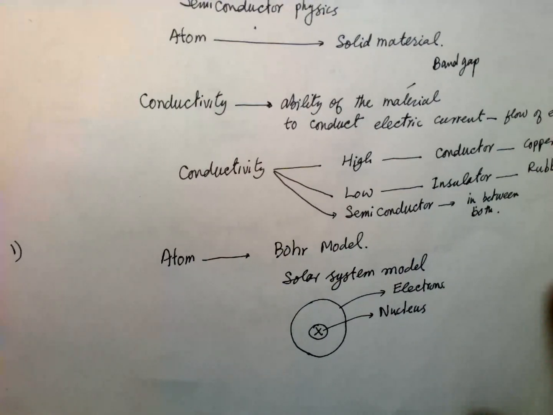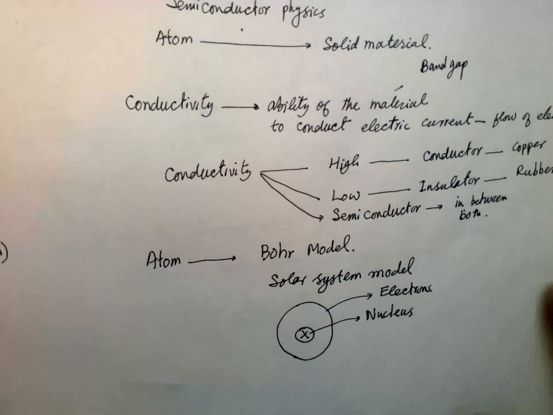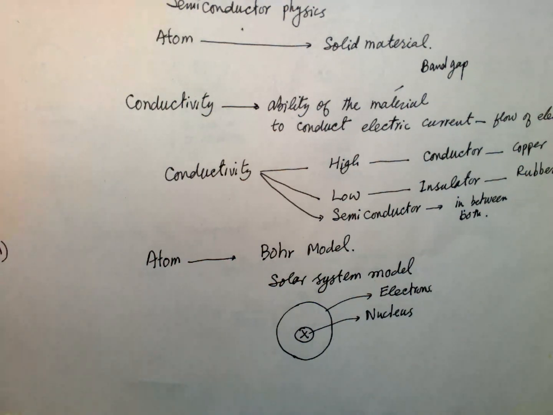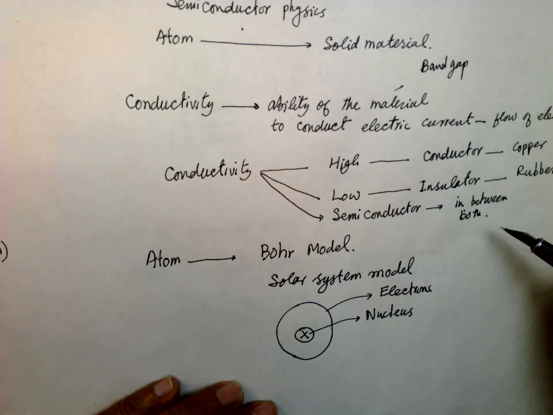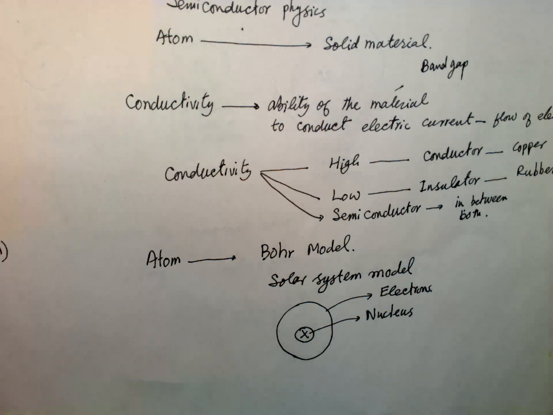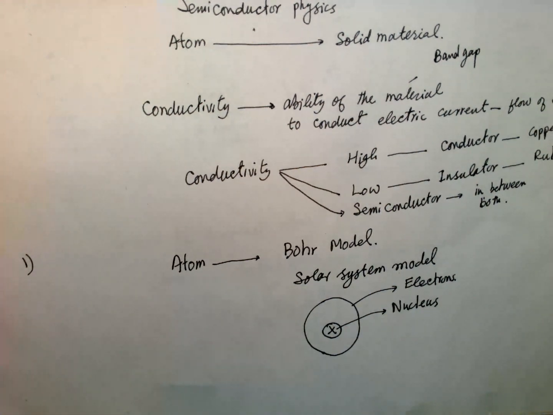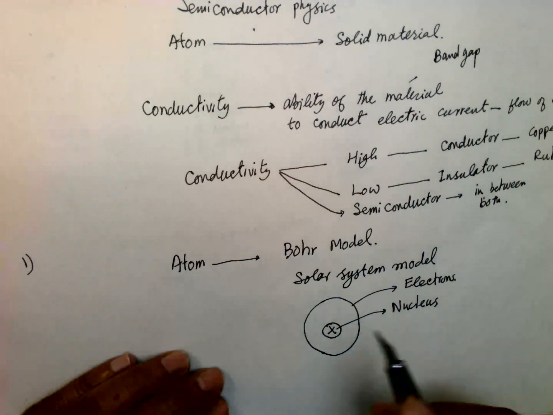Conductivity is high in metals like copper, and low in insulators such as rubber. A semiconductor has conductivity in between high and low, and there are many kinds of semiconductors like germanium, silicon, etc. We will discuss the Bohr atom and Bohr model.